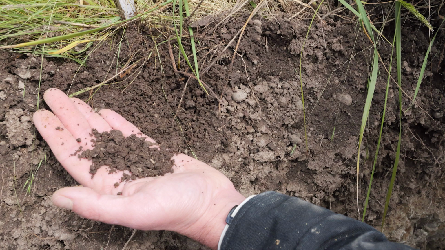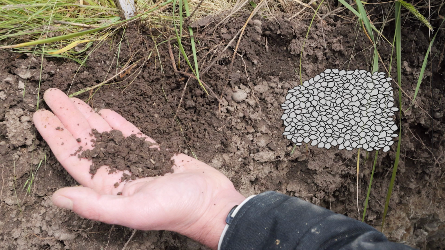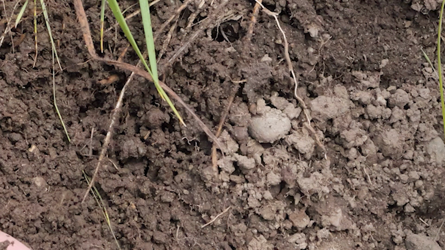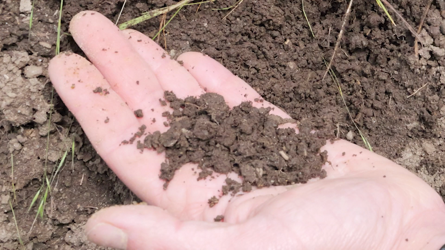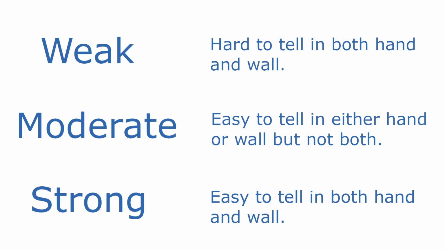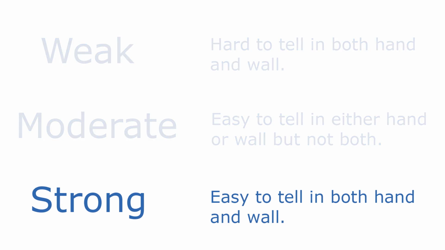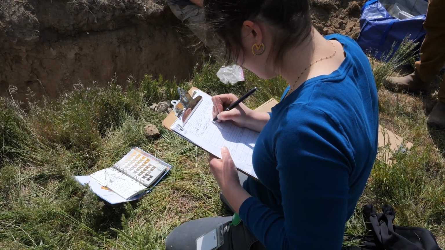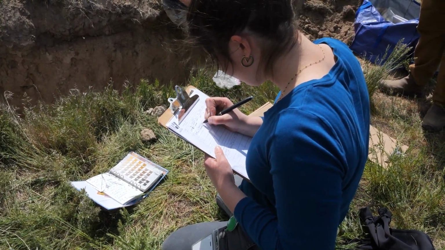See if you can tell what the structure of this example is. What shape can you see? This looks like granular structure. Can you see the shape of the soil units clearly in the soil wall? Yes, it's easy to see the shape of the PEDs in the soil. Can you see the shape of the PEDs clearly in your hand? Yes, the shape of the PEDs are obvious in your hand. You would call this strong granular soil structure. Write down the strength and structure for every layer in your soil log.